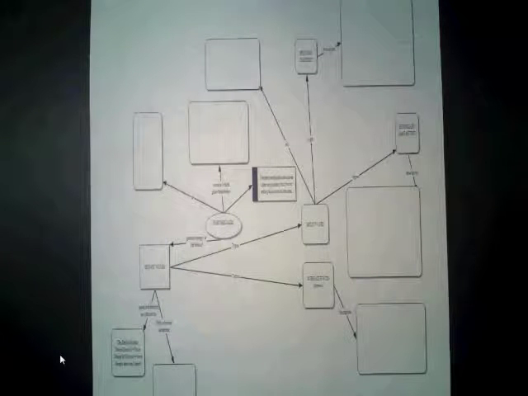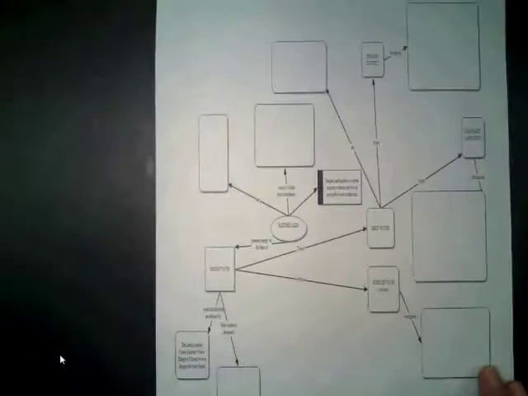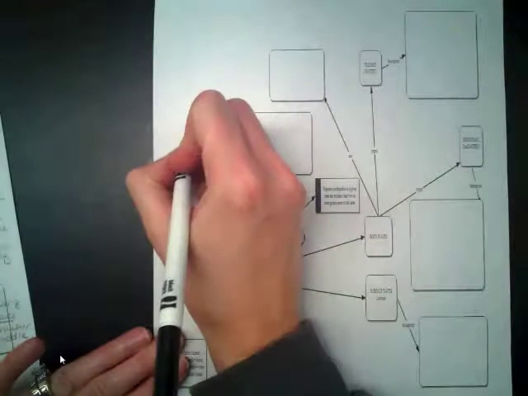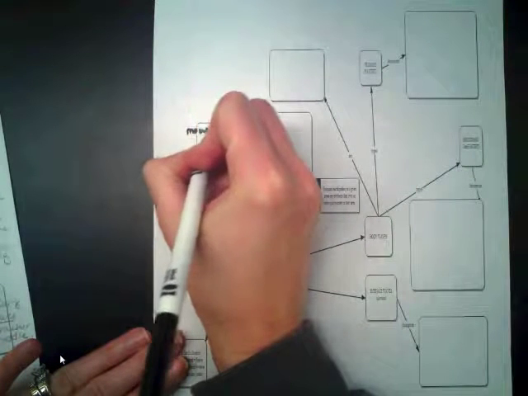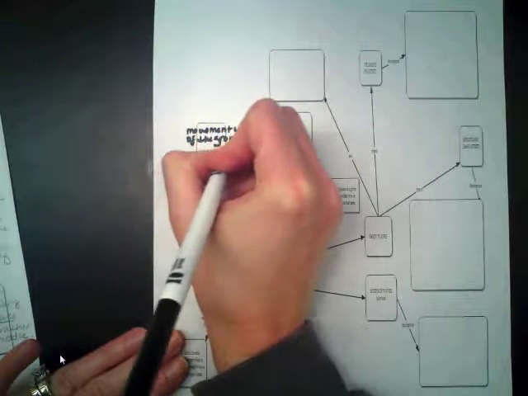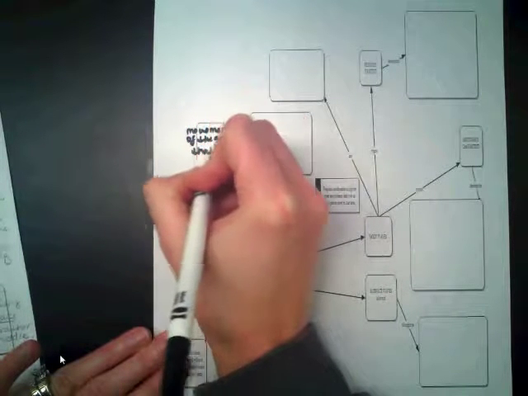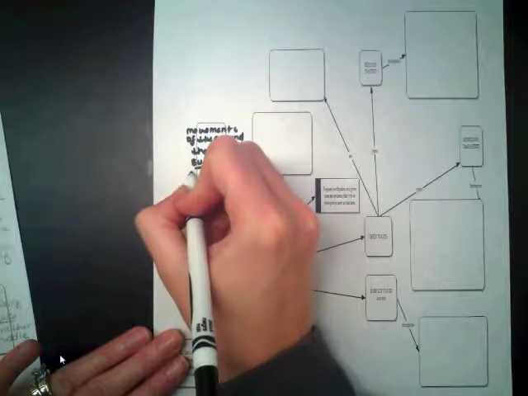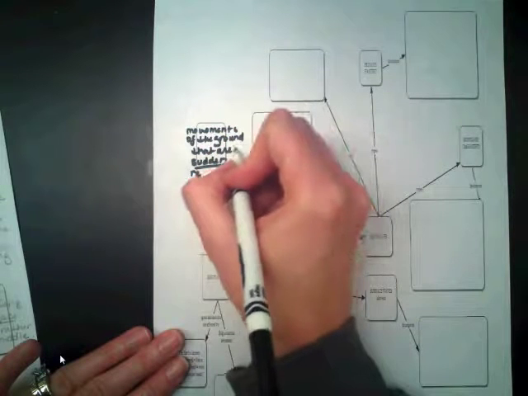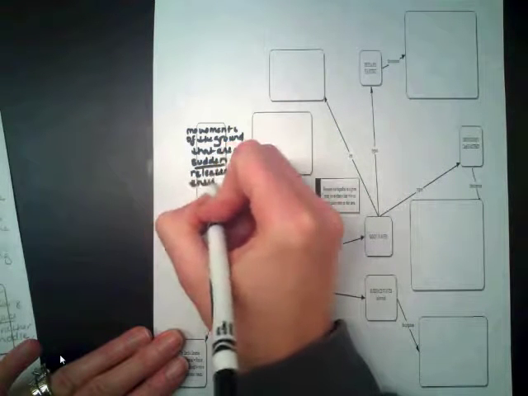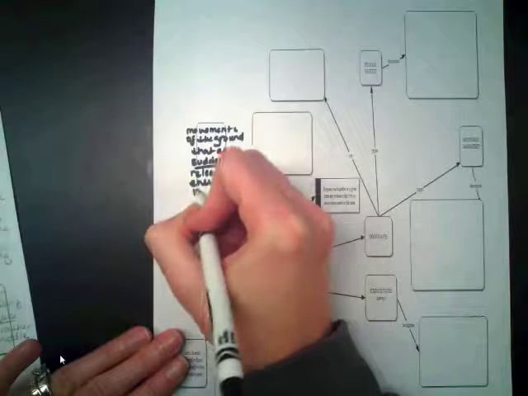We're going to go over our earthquake concept map that was due today. So we're going to start over here where it says earthquakes are. So earthquakes are movements of the ground that are sudden. I'm going to underline the word sudden. Or a sudden release of energy when rocks along a fault move.